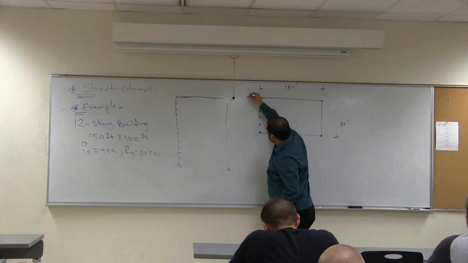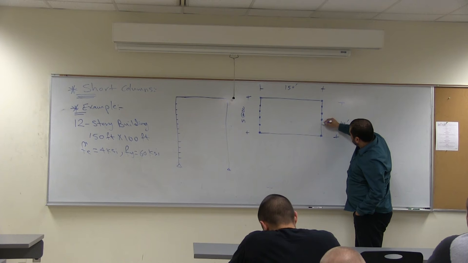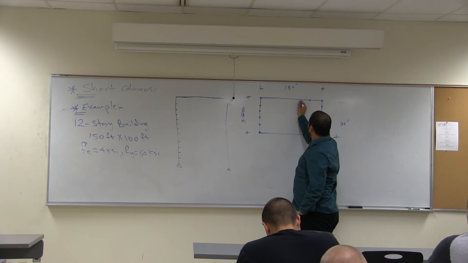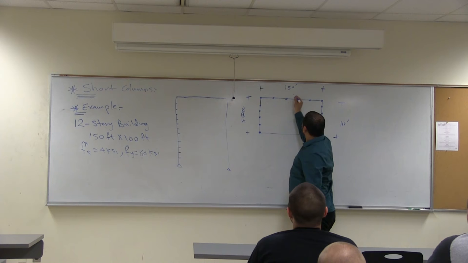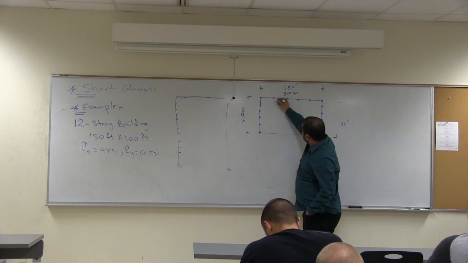So 5 at 20. We have 5 spacings at 20. Right? How about this direction? 30. So how many spacings will we have? Same? So you guys used 5 at 30? Is it 30 or 25? I used 30. That's fine. You can use whatever you want. It's up to you. So these are your beams.